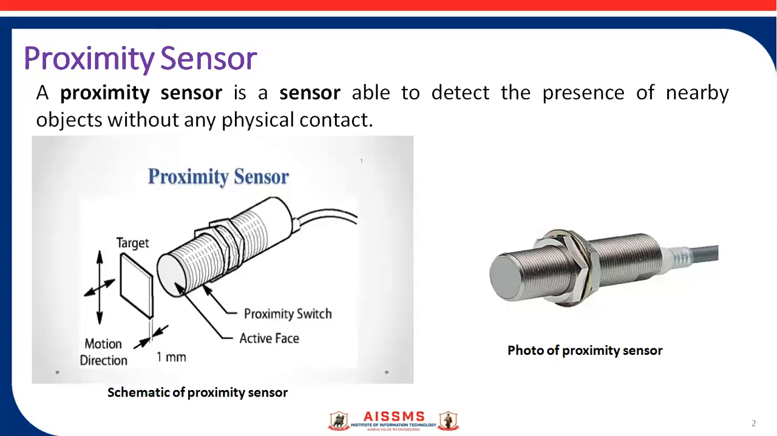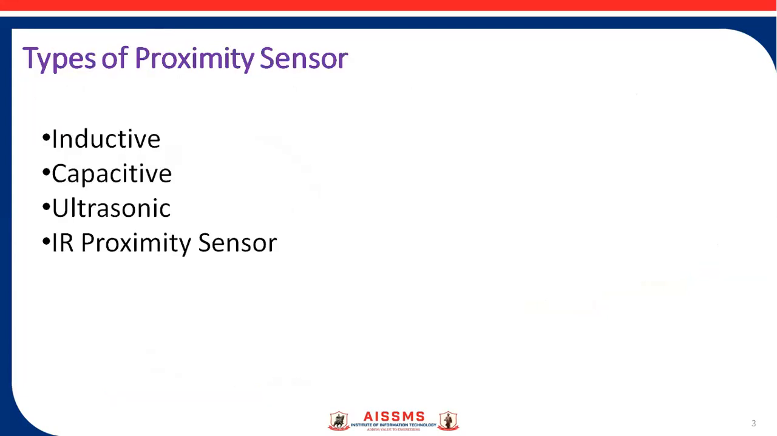A proximity sensor is a sensor able to detect the presence of nearby objects without any physical contact. It emits an electromagnetic field or a beam of electromagnetic radiation and looks for changes in the field or return signal. Let us have a look at different types of proximity sensors. Those are inductive, capacitive, ultrasonic, and IR proximity sensors.